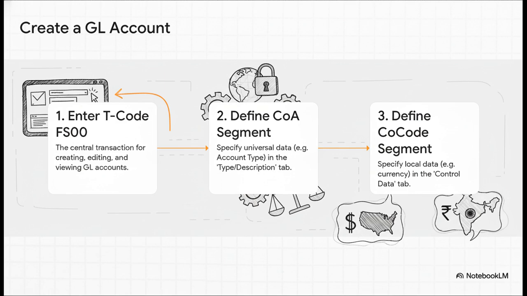Then, step 2, you add the specific details for each company code. This is where you say, okay, for our US company, this cash account will use US dollars, but for the German company, it'll use euros. See how that works? One universal rule with local details layered on top. That separation is what makes SAP so powerful for global businesses.